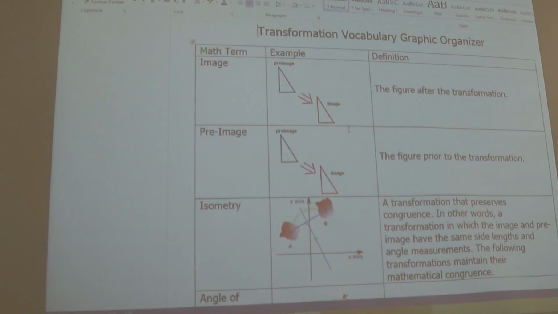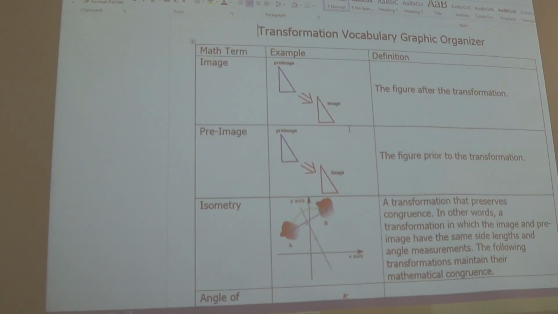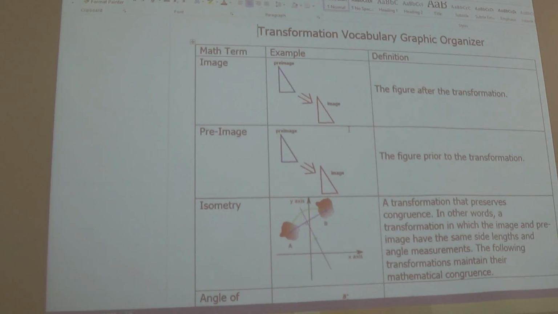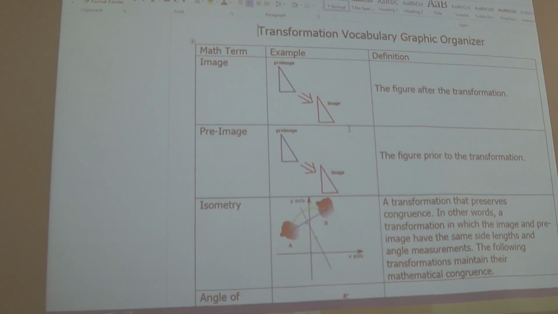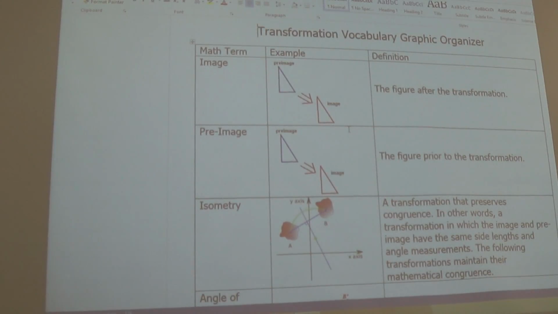Who in here has ever seen, and I know you have, Transformers? Okay? So Transformers change, right? They change or they move, right? They turn into something else sometimes. Okay? They're going to a different place. So they transform, right? So we're doing transformations.